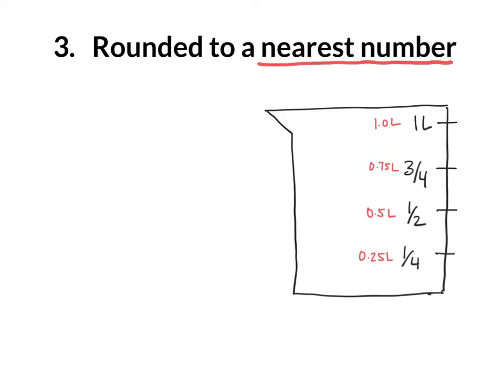Suppose I have a volume of 0.55 liter to be measured in this jug. The jug will fill somewhere up to here. The closest measurement on this jug would be half liter. This jug measures to the nearest quarter liter and in this case the measured value is half liter.